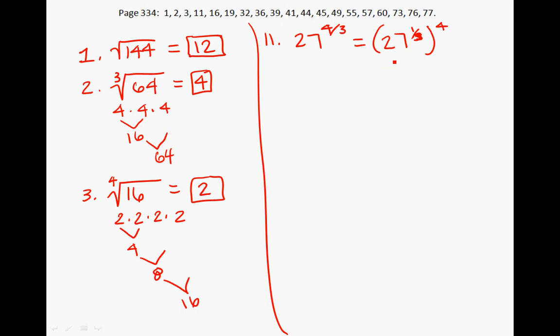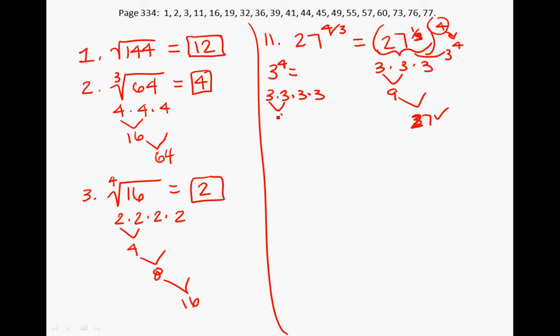Remember, 1/3 means cube root. So we can try 3. 3 times 3 is 9, 9 times 3 is 27, so that works. So that means that this part is 3, and then it's saying to the 4th power from here. So we have 3 to the 4th, 3 times 3 times 3 times 3, this is 9, that's 27, and then that's 81. So your answer to this one is 81.